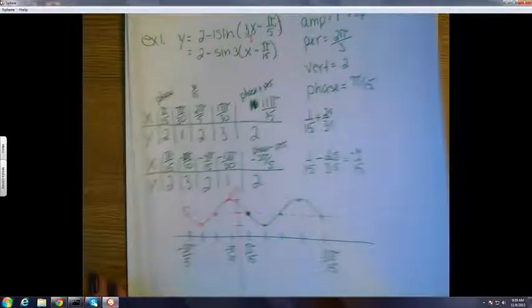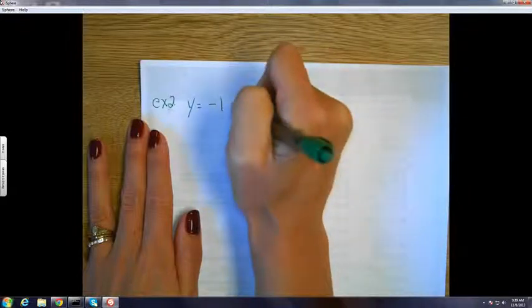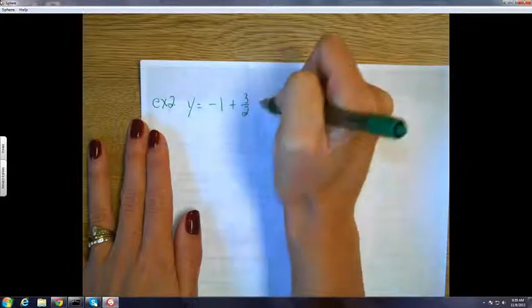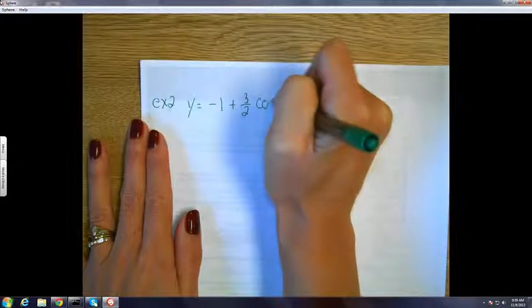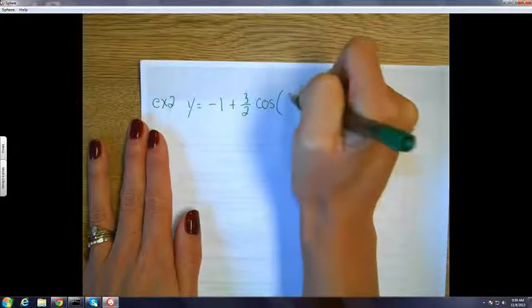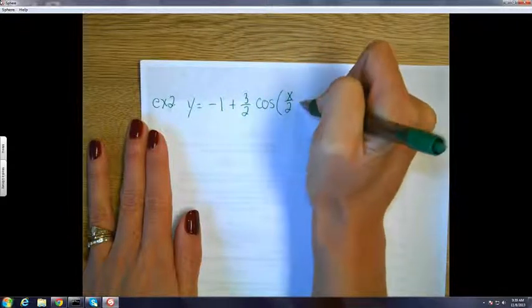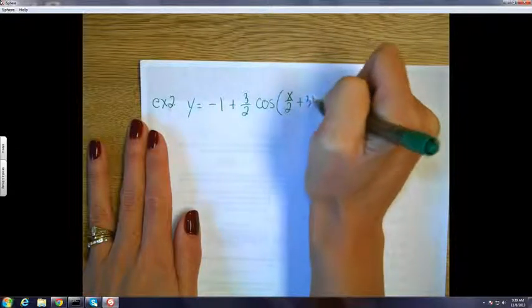Okay, we're going to do one like Bailey missed today, because I know that's a common one. Negative 1 plus 3 halves cosine x over 2 plus 3 pi. We've given 2 opportunities.